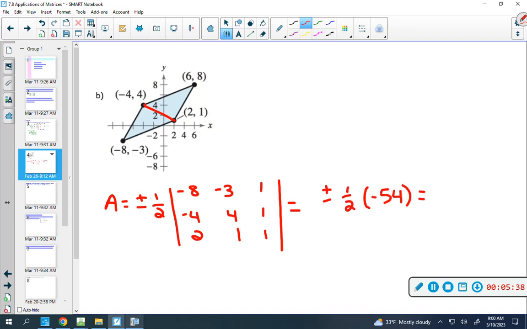So what's your area of the triangle then? Positive, what's half of 54? 27. Now, not my final answer, because that's the area of this guy we just found. So remember, geometry, parallelogram, 2 congruent triangles. So your other one, 27. So what is the overall area of the parallelogram? 27, 27, 54.